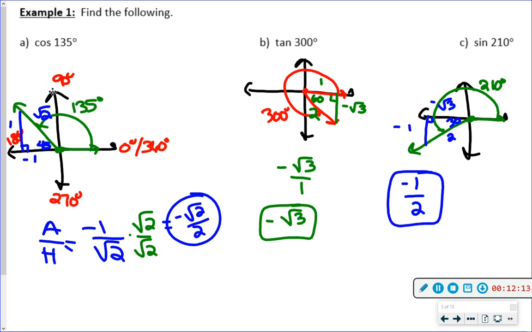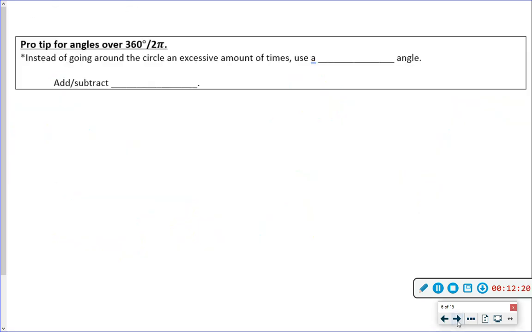Got it. So this is basically what we were doing the majority of the day. The only thing that's going to really get a little different, they might give you the angles in radians, or they might give you some very large angles. Now, just like yesterday, remember I drew that 7 pi and I was going around the circle multiple times, it gets really obnoxious. If you're over 360 or 2 pi radians, I would use a coterminal angle. I would add or subtract 360, whatever you need to do, or if you're in radians, 2 pi.